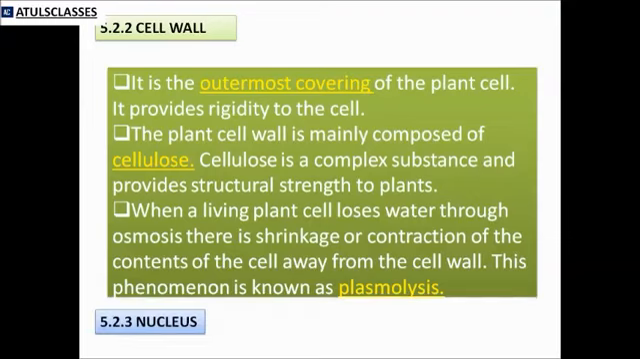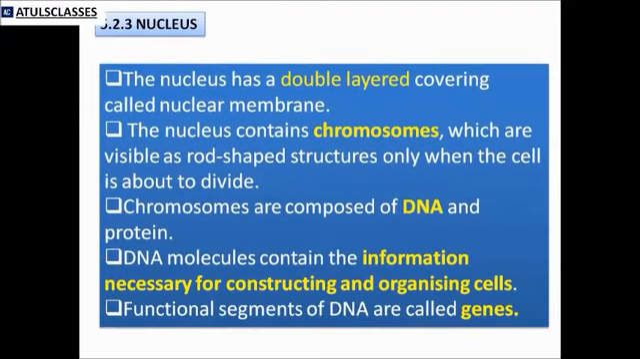The second most important part of the cell, other than the cell membrane and cell wall, is the nucleus, which is also the most important part. The nucleus has a double layered covering called the nuclear membrane. The nucleus contains chromosomes, which are visible as rod-shaped structures only when the cell is about to divide. If the cell is not dividing, we can see the material as chromatin material.